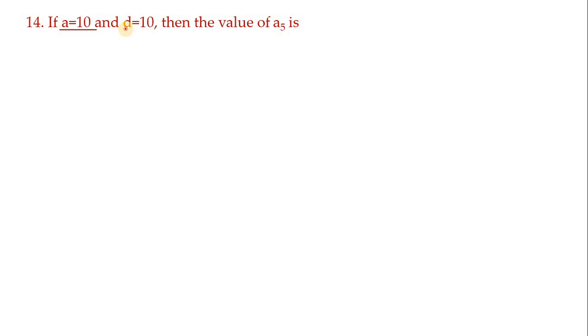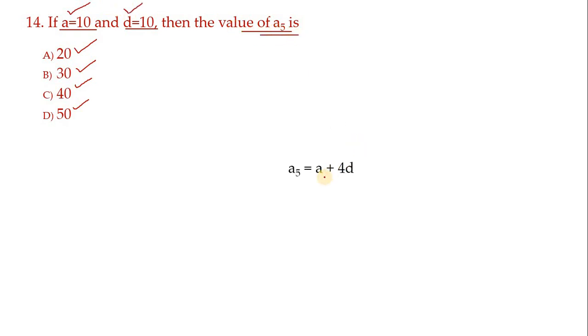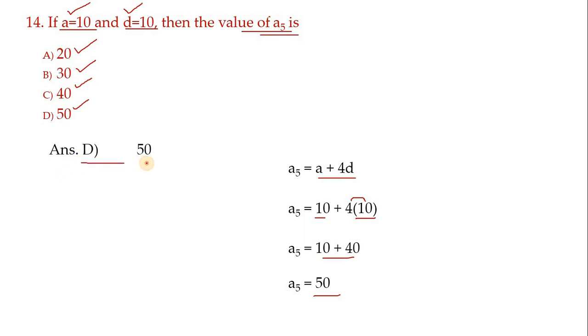If A equals 10, D equals 10, then the value of A5 is 20, 30, 40, 50. So A value and D value are given, we need to find A5. So A5 we can write as A plus 4D. Substitute the values. A value is 10 and D value is also 10. Now multiply 4 to 10, we get 40. So 10 plus 40 is 50. So correct option is D. Move on to the next one.